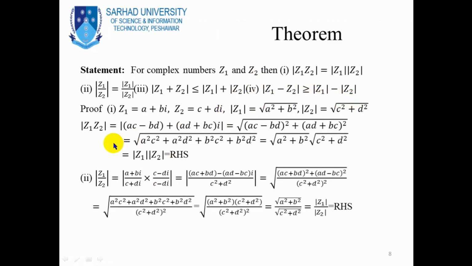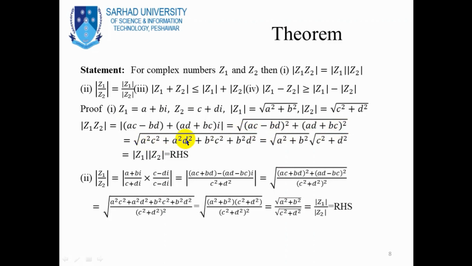Now for the proof, you see over here, the magnitude of Z1 times Z2 is the product of two complex numbers A plus iota B and C plus iota D, and the product of these two complex numbers can be written as (AC minus BD) plus (AD plus BC) into iota. Now for the magnitude, taking the square root of the sum of the squares of the real part and imaginary part: AC minus BD whole square plus AD plus BC whole square.